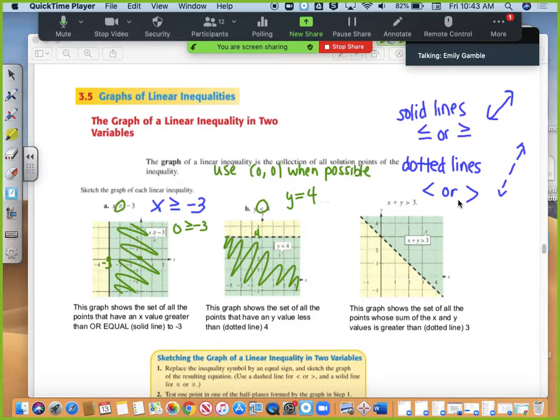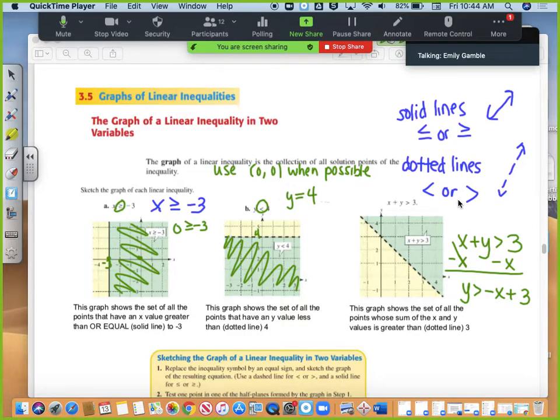This inequality says x plus y is greater than 3. If I give you an inequality and I say graph this, the first thing you're going to have to do is solve for y. So solving for y, I would subtract x from both sides, and I will get y is greater than negative x plus 3. Then you would go ahead and graph that.